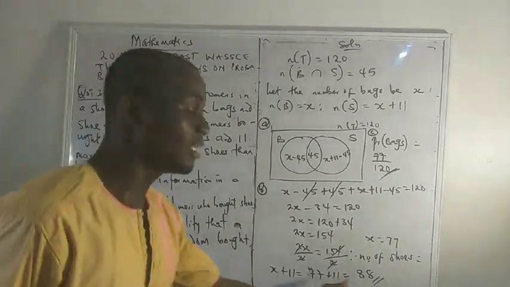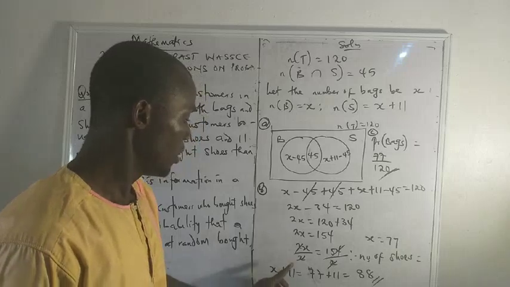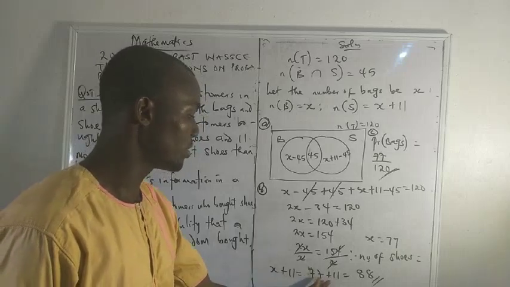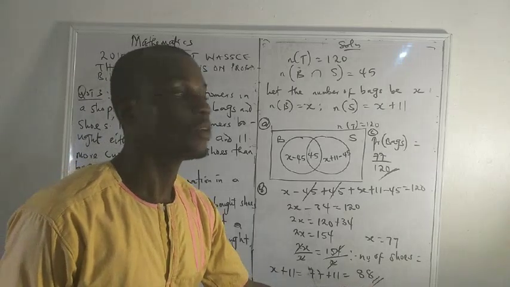Just in case you didn't see this very well, this is X plus 11 gave us 77 plus 11, and that gives us the answer.